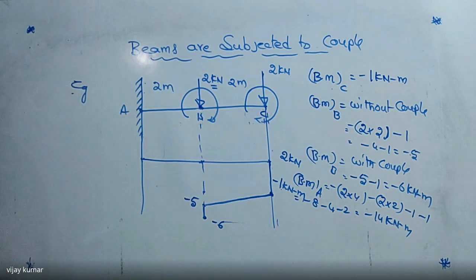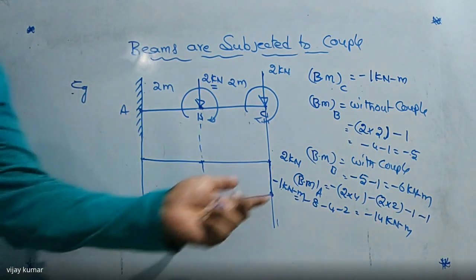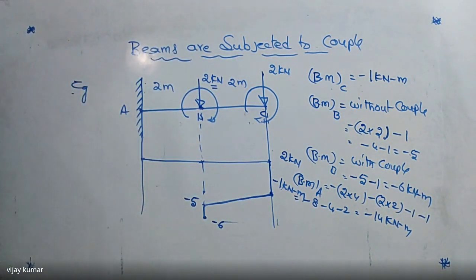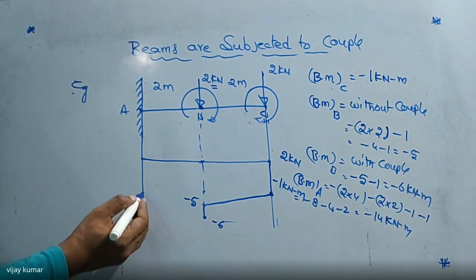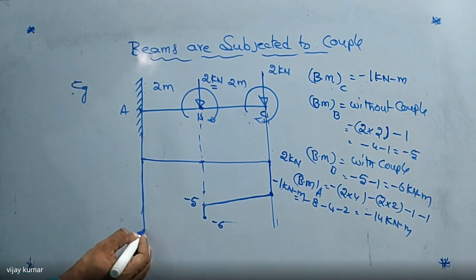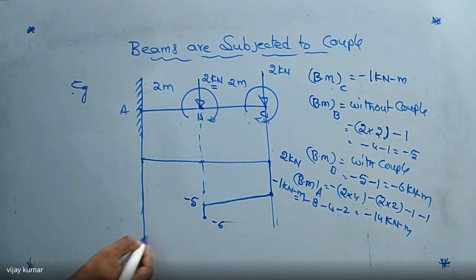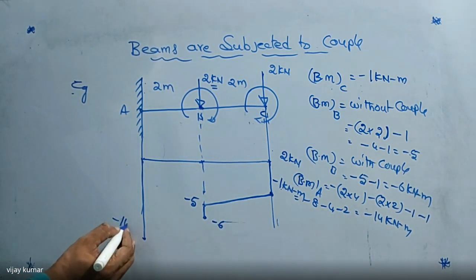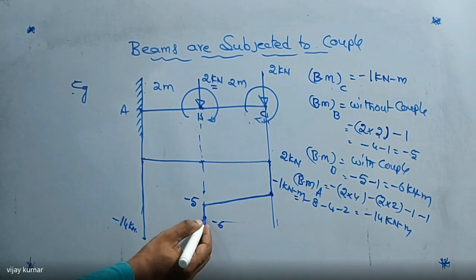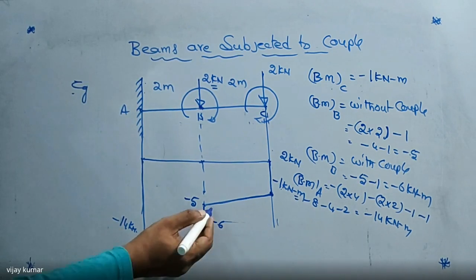That is minus 1. Then we are getting which one? Clockwise couple. Then here, what is the bending moment at point A here? At point A we get minus 14. So here I am indicating minus 14 kilonewton meter. Then I am going to join here. What is this one here?